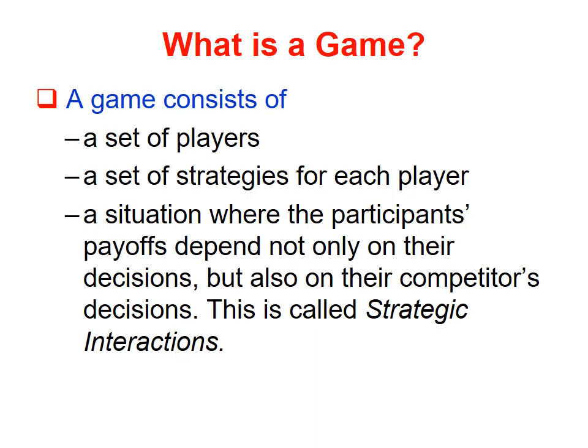Game theory. What is a game? A game consists of a set of players, a set of strategies for each player, and a situation where the participants' payoff depends not only on their decision but also on their competitor's decision. This is called strategic interactions.